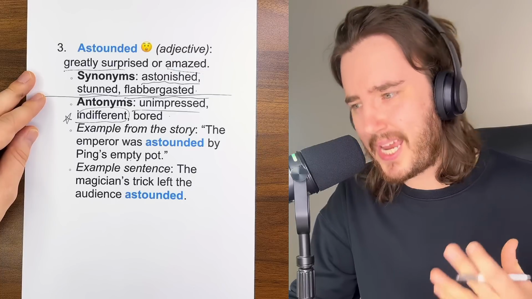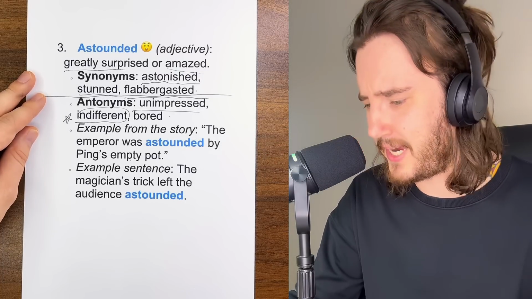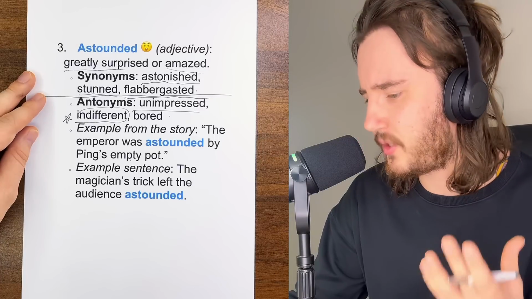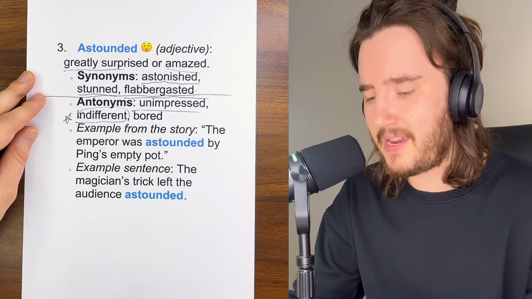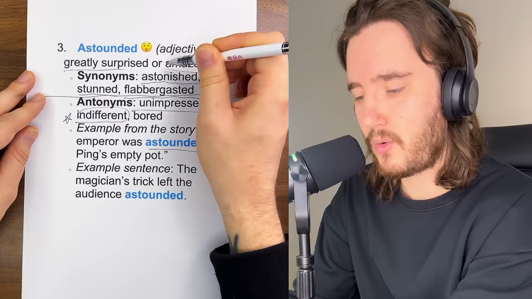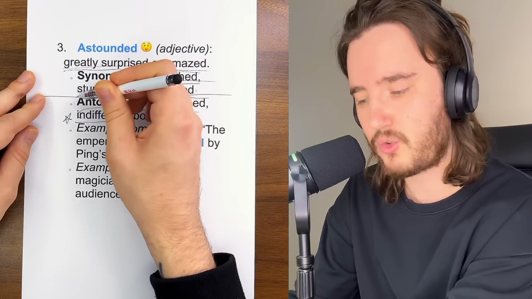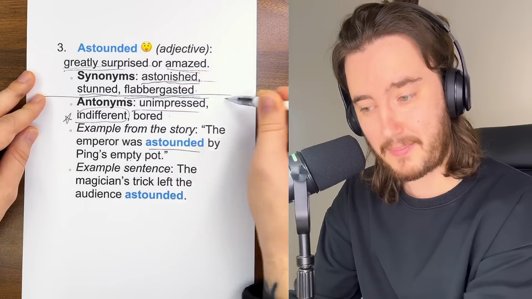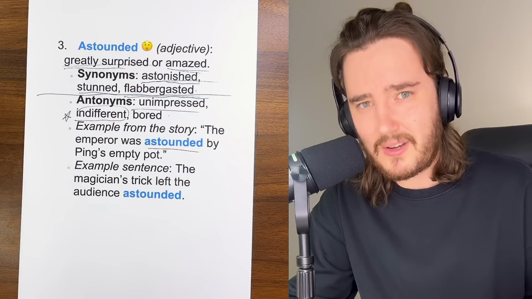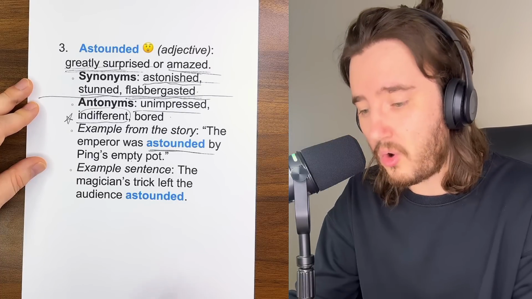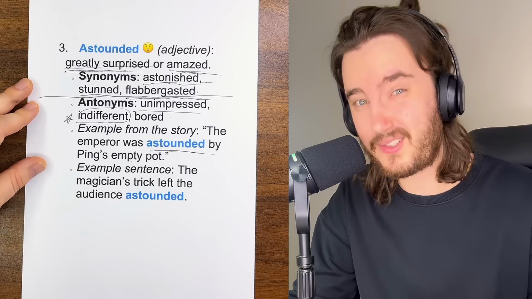Why is he so intrigued by Ping's empty pot? It's just an empty pot, right? Of course, after finishing the story, we know the reason why. The reason why the emperor is so astounded, so amazed, so greatly surprised, so astonished, so stunned, even so flabbergasted by Ping and his empty pot is that he knows Ping is the only one who is telling the truth. All of the other kids are lying.